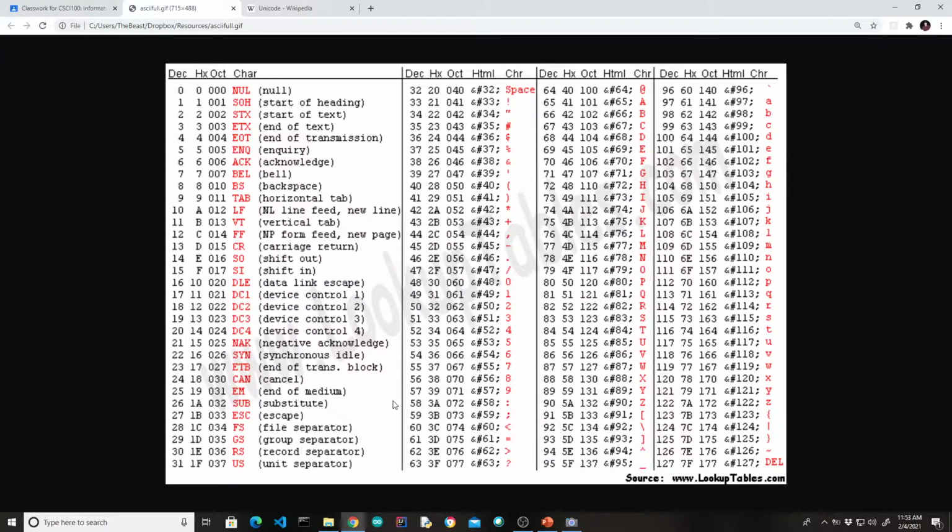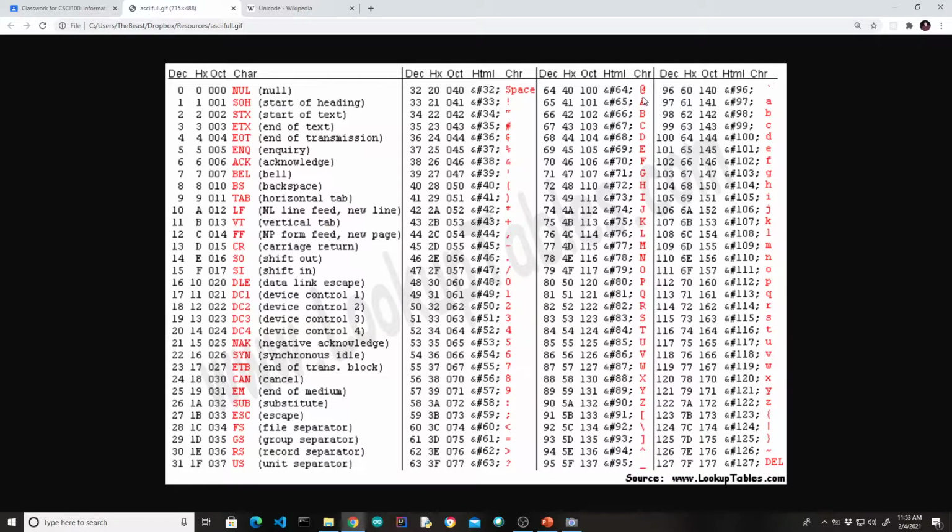ASCII stands for the American Standard Code for Information Interchange, I believe. You can always Google it and double check me. What it does is it's a standard that equated numbers to certain symbols. So the decimal value 67 is the representation... actually, I'm sorry, let's do 65. 65 is the representation of the capital A.